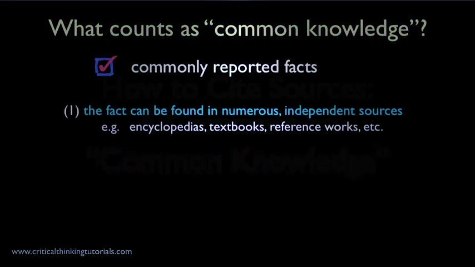One, the fact can be found in numerous independent sources. So if you can look it up in an encyclopedia or a textbook or a magazine article and it's the same claim being made in all these independent sources, then it's a commonly reported fact. You don't have to cite the melting point of lead, for instance, or who won the Academy Award for Best Picture in 2002, since anyone can look up this information.